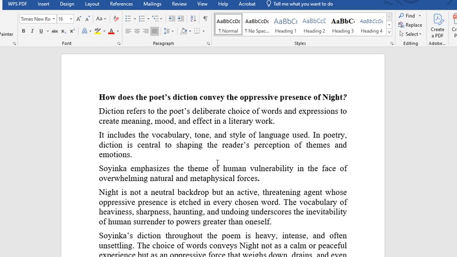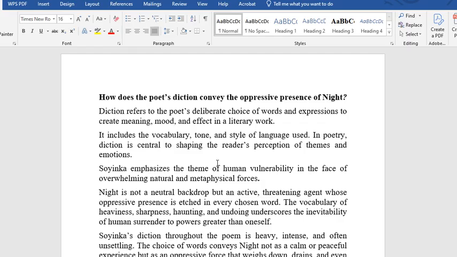The question here says, how does the poet's diction convey the oppressive presence of night? Let's look at the question, if there is any literary device there for us to explain. So we can see that we have diction. Diction is a literary device. So we need to explain this literary device, relate the question to a relevant theme, and then answer the question. So that is how to go about it.